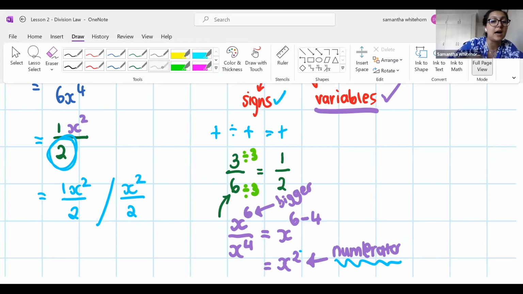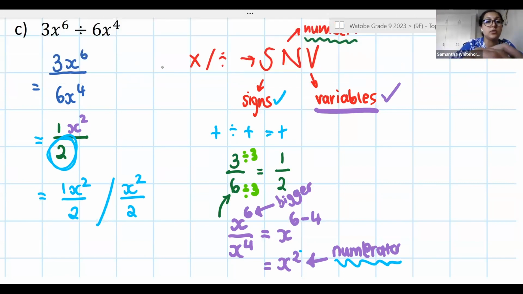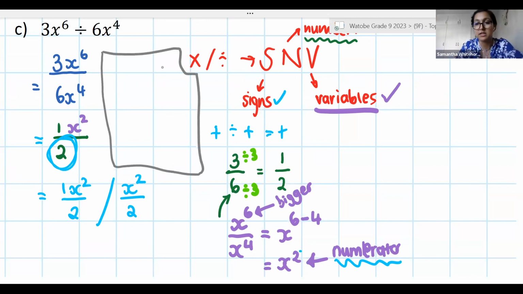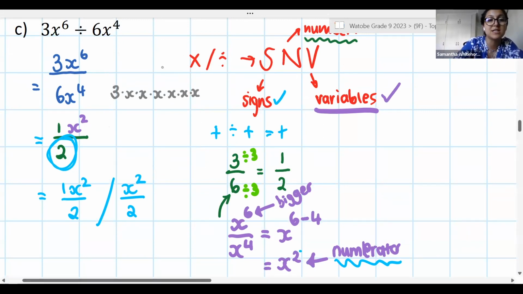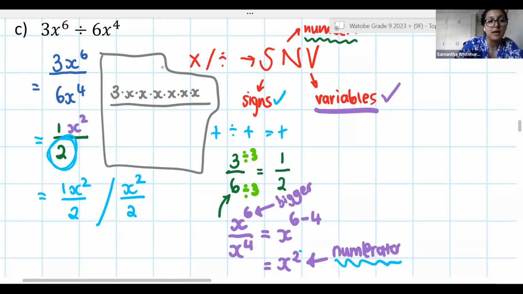Okay, so guys, like I said, I don't like the division law. I don't know why I don't like it. I clearly have some personal issue with it that is deep-seated and I don't know what it is. What I choose to do is I choose to think of this as an expanded product. So 3 times x, x, x, x, x, x. So I've got 6 x's there because that's what x to the power 6 means. Divided by 6 times x times x times x times x. 4 x's because it's x to the power 4.